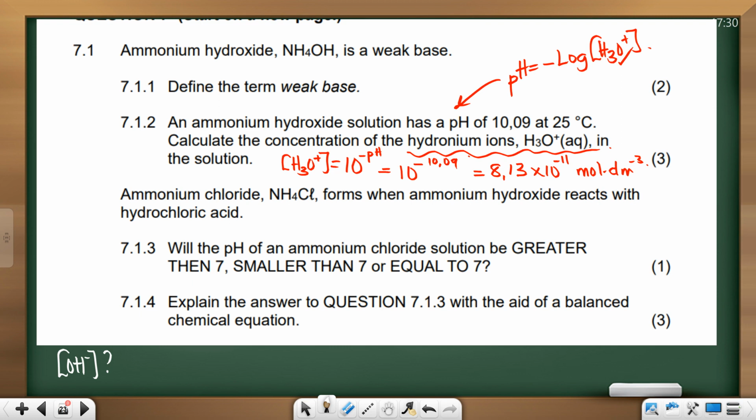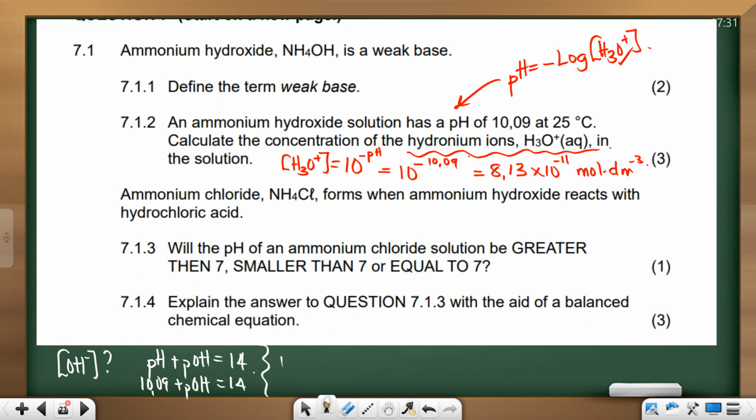So if I want this, what do I do? There are two ways. I know pH as what? 10,09. What is pOH? pH plus pOH equals to what? You remember that? Do I know my pH? 10,09 plus pOH equals to what?